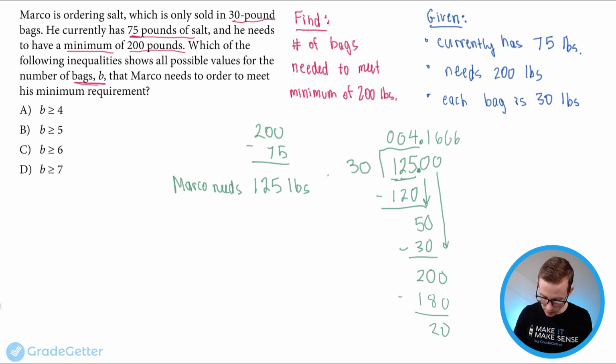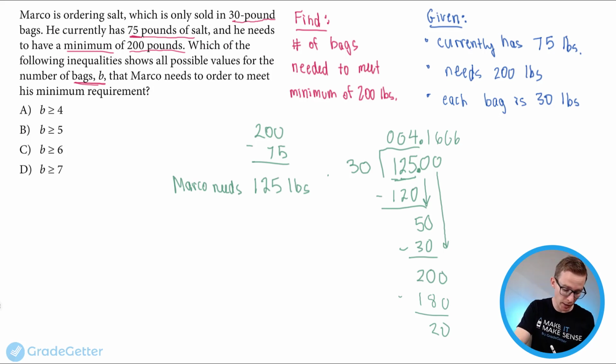So it's tempting to think, oh, it must be A then, because I see I've got 4 here. But remember, he's got to have a little bit more than 4 bags. He needs 4.1 bags. Well, you can't buy 4.1 bags of salt. You can buy 4 bags or 5 bags. So in order to meet this minimum, he can't buy 4 bags or he won't have enough pounds of salt.